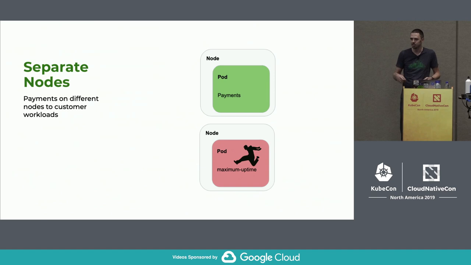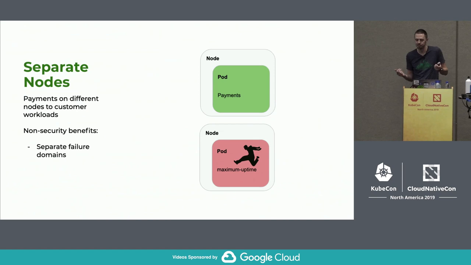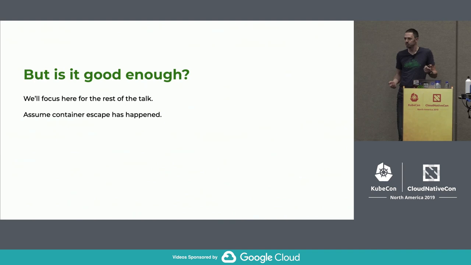And there are non-security benefits here. So you get separate failure domains. You get some resource isolation that you don't get with cgroups. So that's not bad from that perspective. But is it actually good enough for security, if trusted and untrusted workloads are like this? And this is where we're going to focus for the rest of the talk. So we're going to walk through how you set this up, and then we're going to attack it.